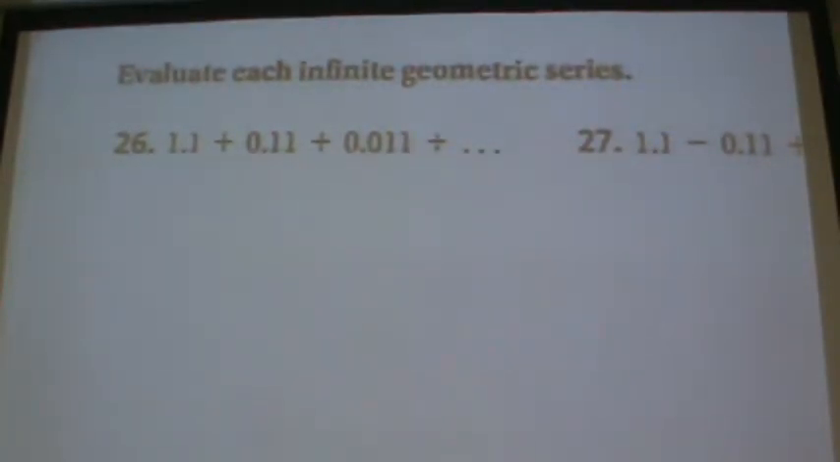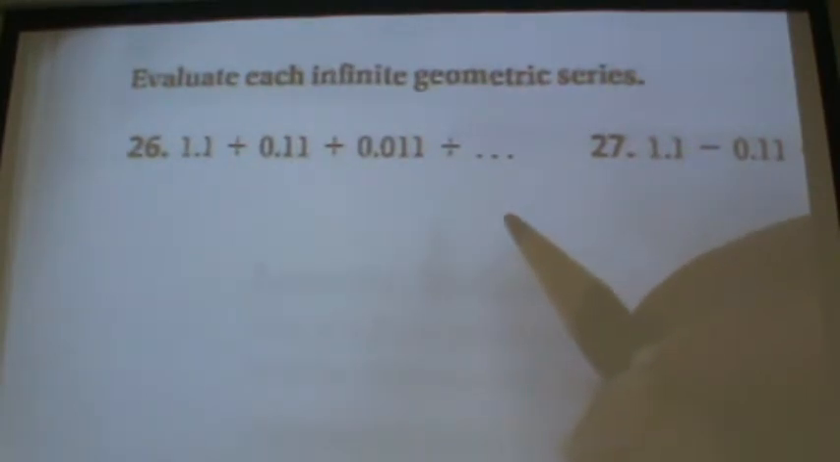This is just like what we just did. They're giving you a series, because it has plus signs in between. And it's going from 1.1 to 0.11 to 0.011. It's asking you to add to dot, dot, dot. What does that mean? Add to what? Add to infinity.